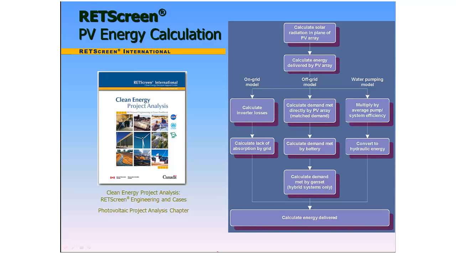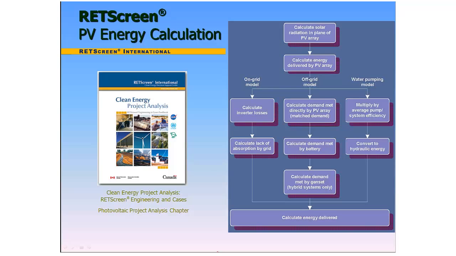The RETScreen PV energy calculation. The RETScreen PV energy calculation determines the performance of the PV system over the period of a year using monthly solar radiation and temperature data. Here we provide an overview of this calculation. For more information, see the RETScreen Engineering and Cases textbook available online and free of charge.